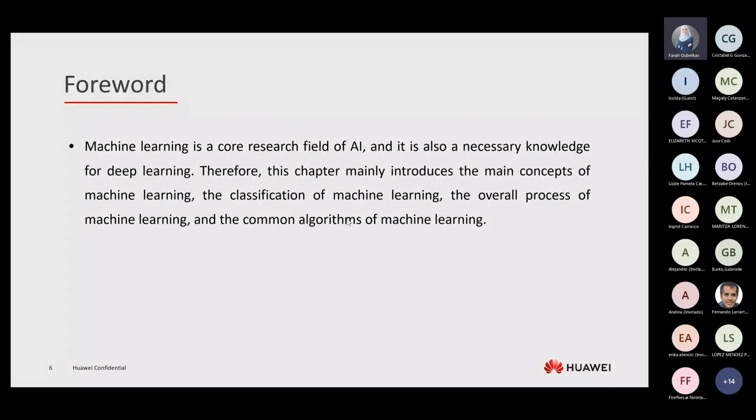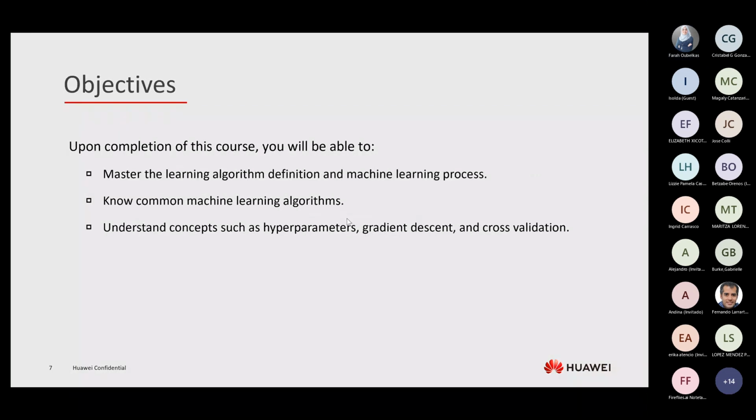In today's chapter, we will introduce the main concept of machine learning, the classification of machine learning, the process of machine learning, and the common algorithms of machine learning. By the end of this chapter, you will be able to master the learning algorithm definition and the machine learning process. You will learn some common machine learning algorithms and understand key concepts like hyperparameters, gradient descent algorithm, and cross-validation.